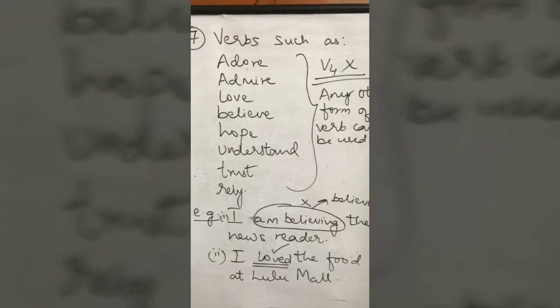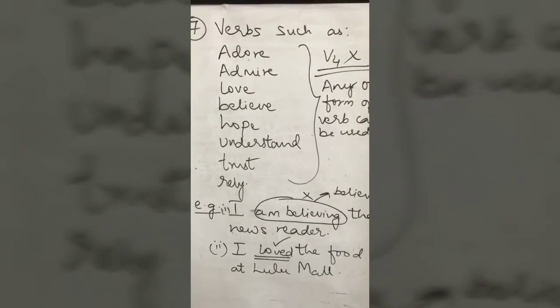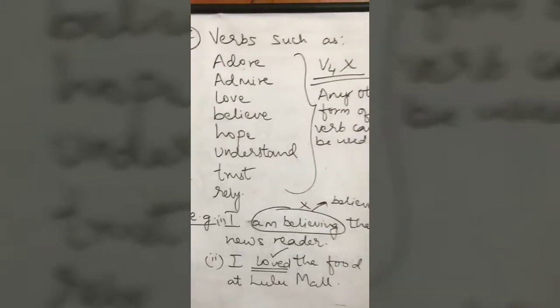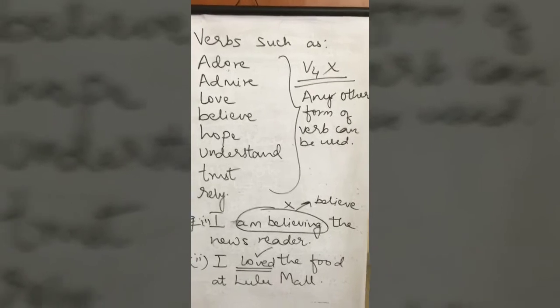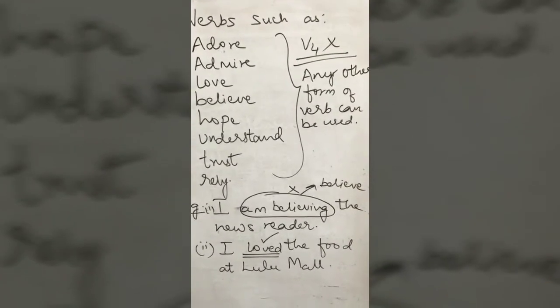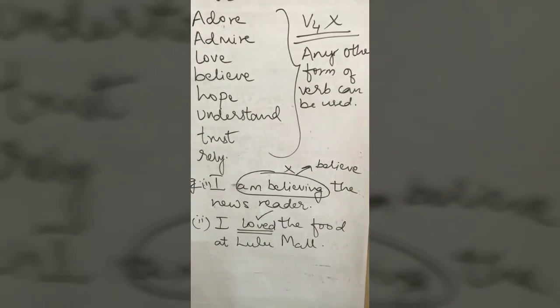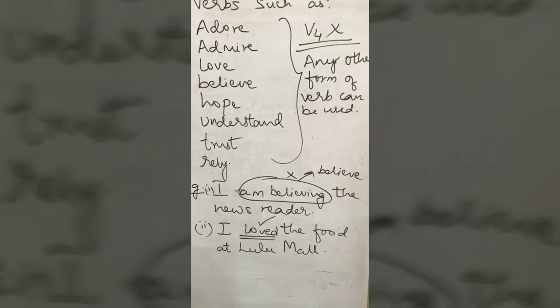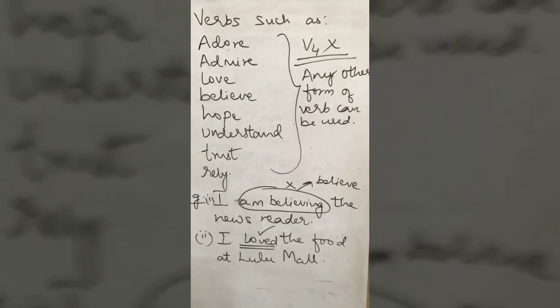Now last rule, rule number 7. What does it say? It says that for verbs such as admire, love, understand and trust, we cannot use the V4 form of the verb. V4 is the continuous tense, the ing form. Another form of the verb can be used. For example, it's wrong to say I am believing the newsreader. It should be believe, because with the verb believe we cannot use the continuous or V4 form. We can use any other form of the word.